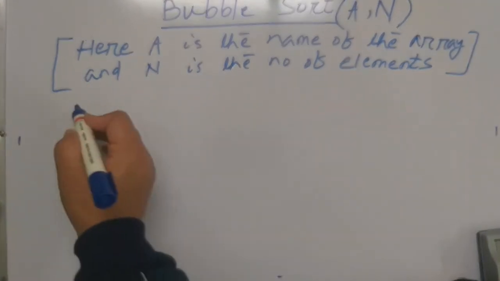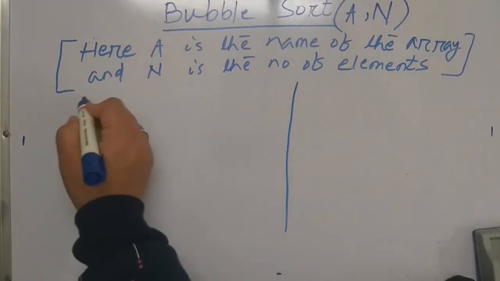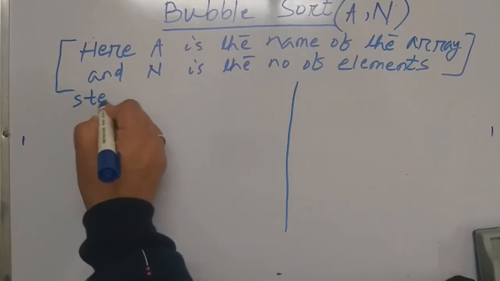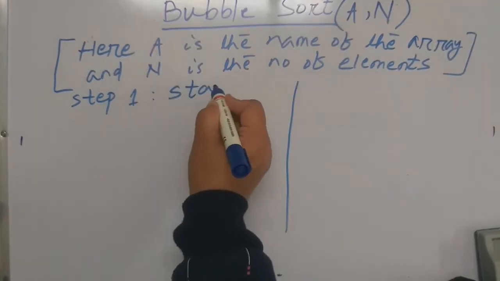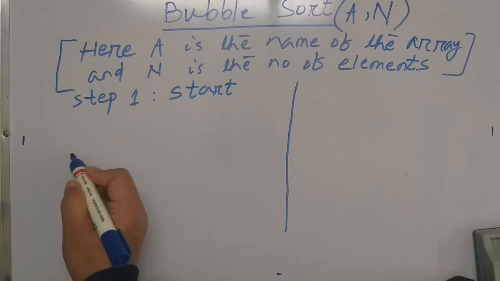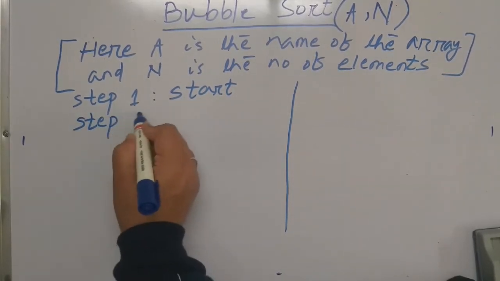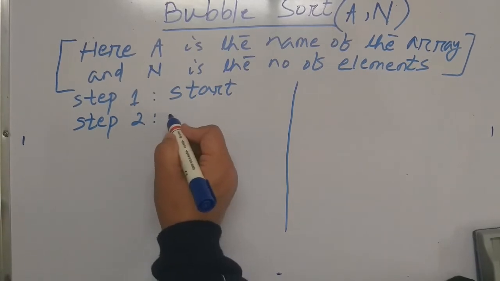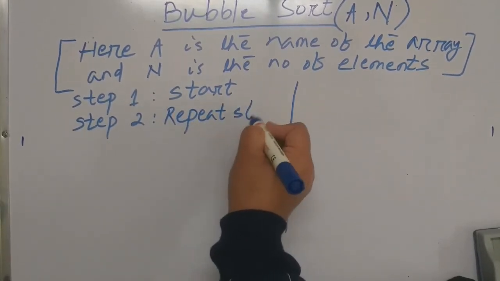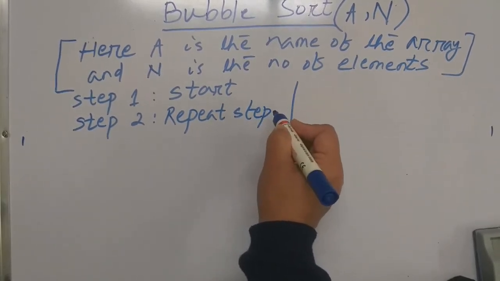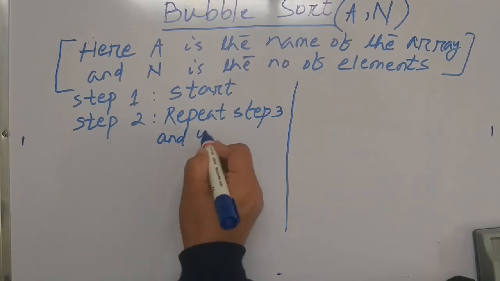Okay, so next you write down step 1. Here I divide it into 2 parts. In each and every algorithm we write down this step 1, which is start. Step 2. Here I write down repeat step 3 and 4.